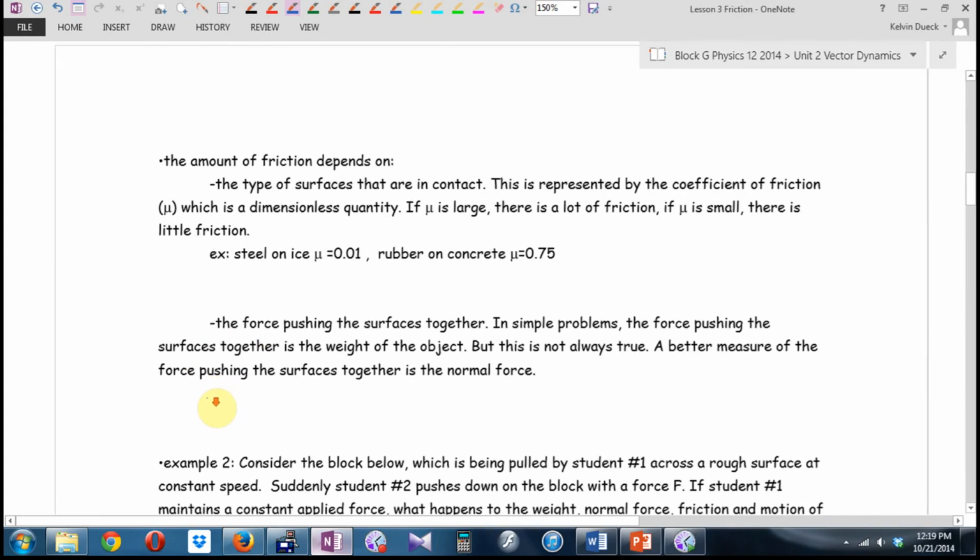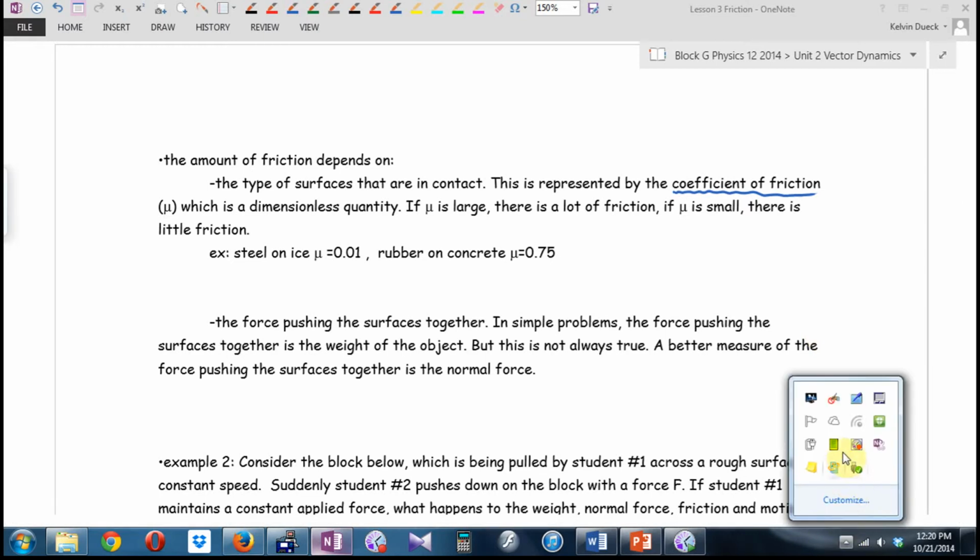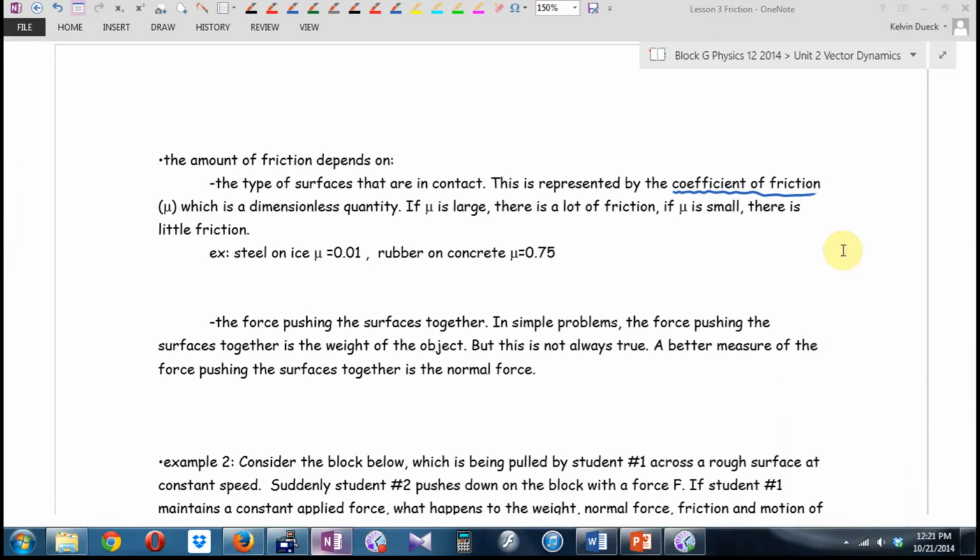The amount of friction depends on two things. The first thing it depends on is the type of surfaces that are in contact. How smooth they are or how jagged they are. And we represent jaggedness by the coefficient of friction. Symbol, a Greek letter mu. So mu, the coefficient of friction, talks about how sticky an object is. If mu is large, there's lots of friction. If mu is small, there's little.